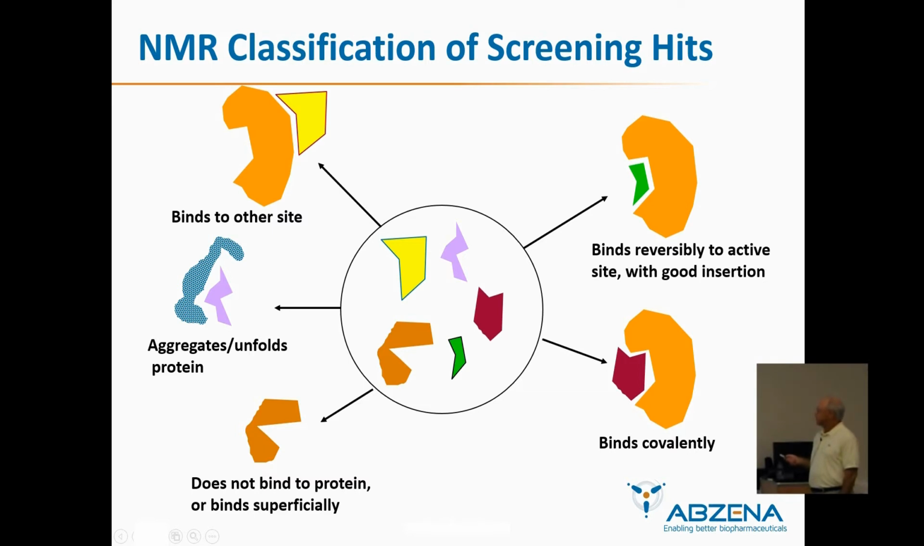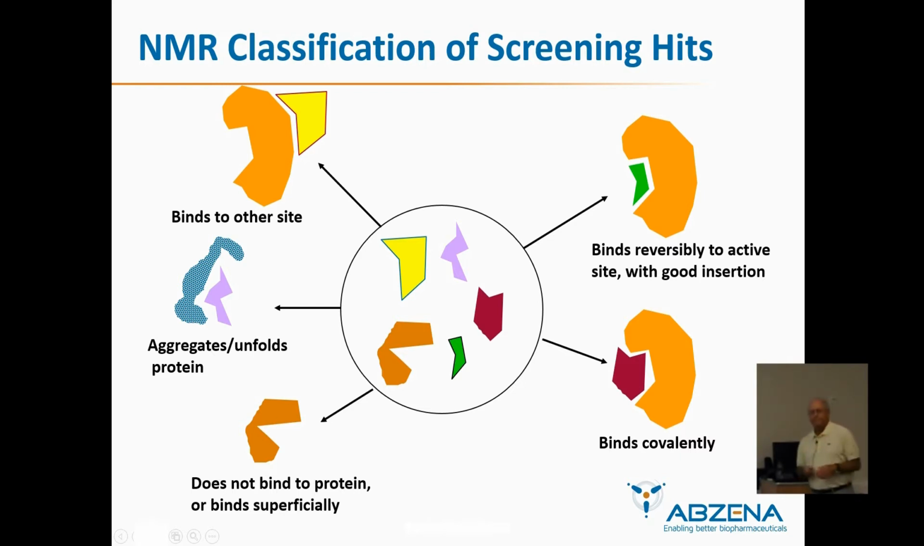As I said, you get a footprint of the binding site, so if the compound's binding to a different site, that will be revealed by the NMR analysis. And again, that may be a good thing or it may be a bad thing. As I was also saying, NMR is a reliable indicator of non-binding. Also, sometimes you'll see things that bind superficially.